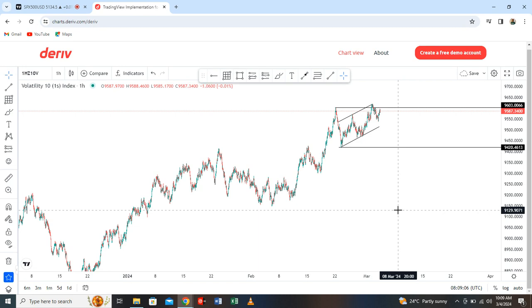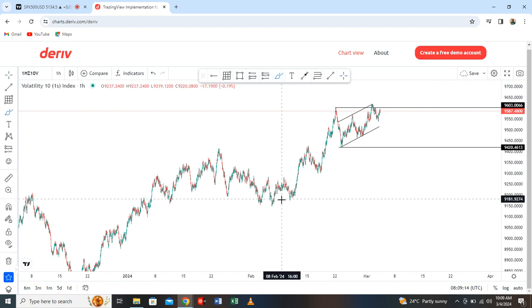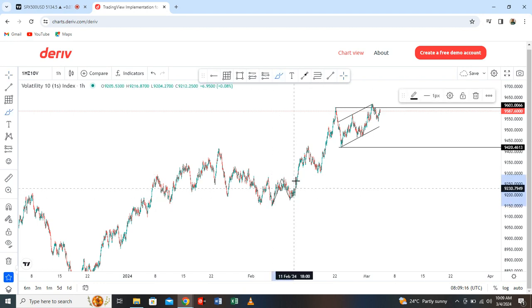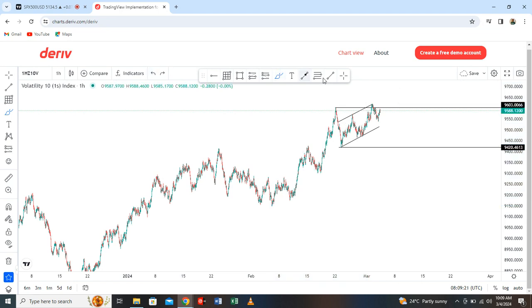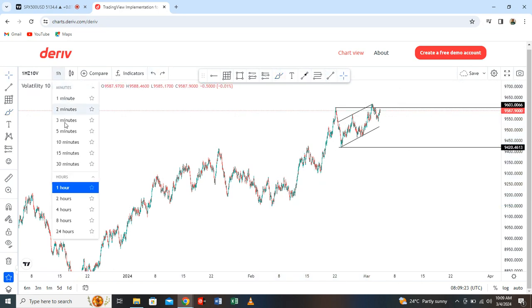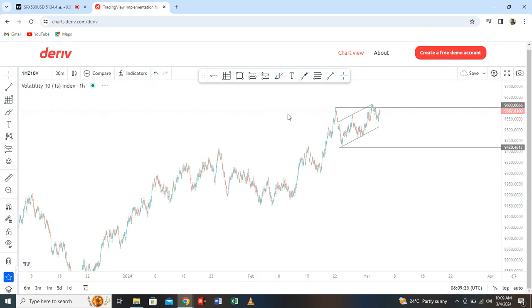I use my 1 hour time frame to identify the direction of the market. We can all agree that we're in an uptrend. The price has been pushing to the upside with a series of higher highs and higher lows, so it's safe for us to say we're in an uptrend. Now I'm going down to 30 minutes where I start with my analysis.